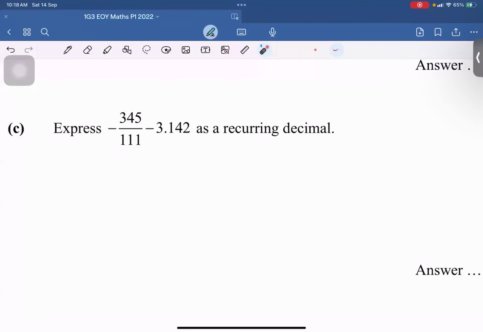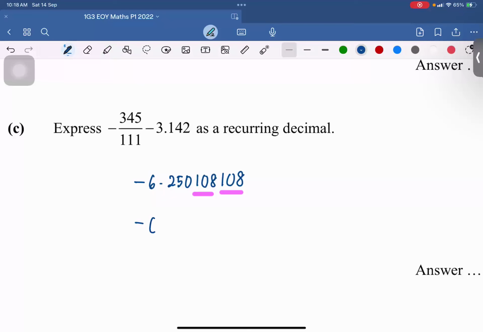-345 over 111 minus 3.142 gives you the answer. If you look at it, the number is actually -6.250108108. From here you can observe which numbers repeat themselves. The numbers that repeat are 108, 108, and 108. But for a recurring number, we can only put two dots, one at the start of the pattern that repeats, another dot at the end of the number that repeats.